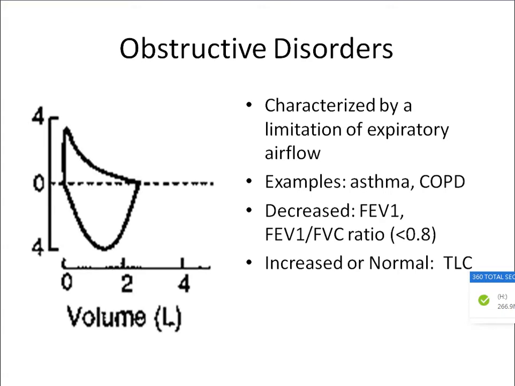So FEV1, the forced expiratory volume, is decreased. The FEV1 by FVC ratio is also decreased, generally to less than 0.8 or 0.7, that is, less than 70%. And the total lung capacity in obstructive lung disease may be normal or increased. But the total lung capacity is decreased in restrictive diseases.